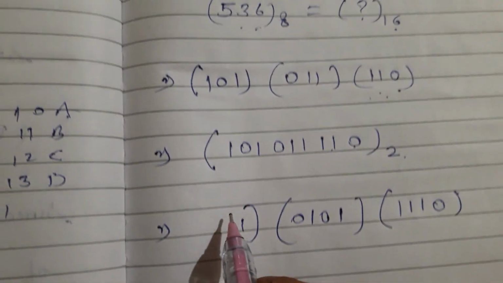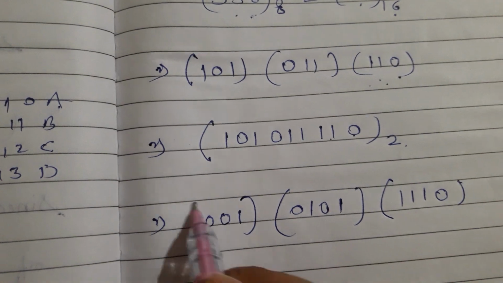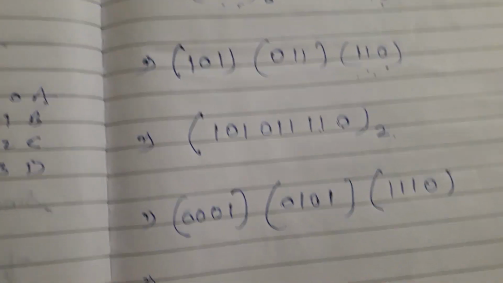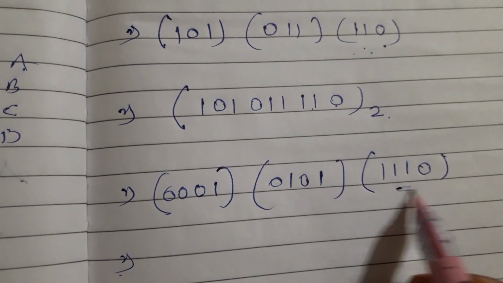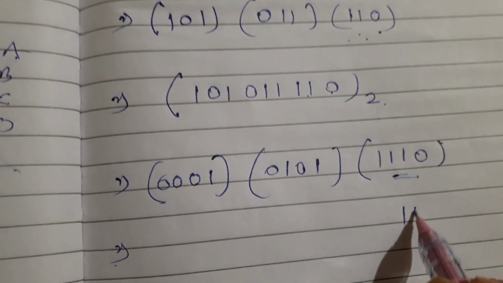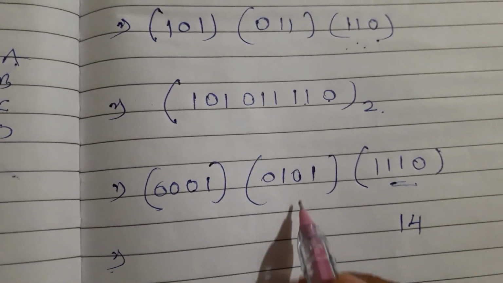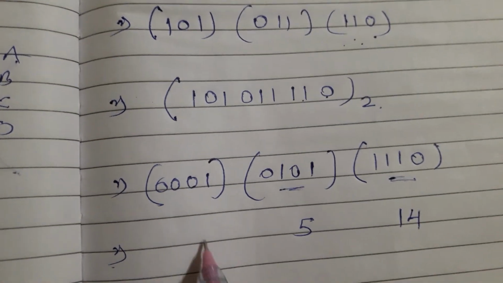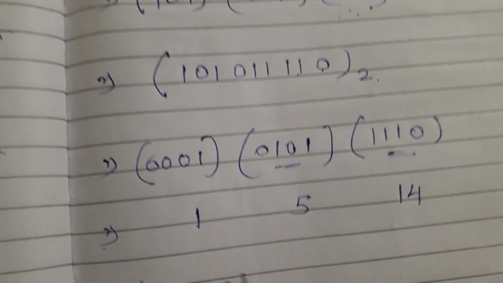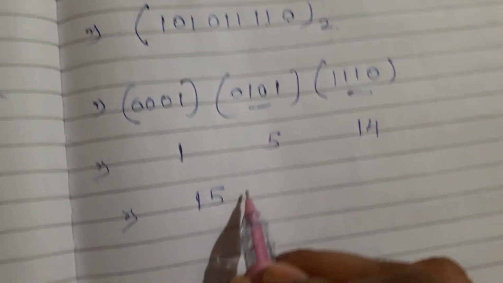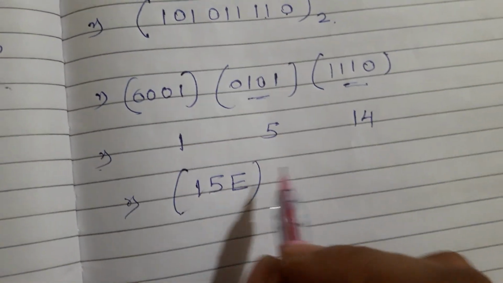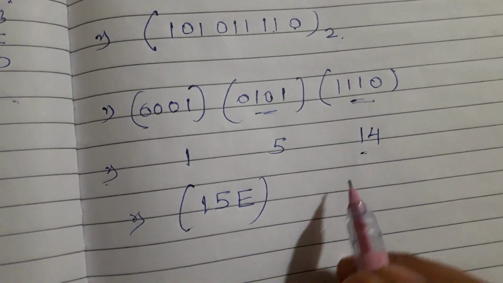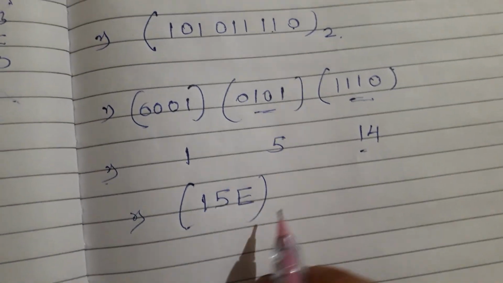Here there are no zeros, so I can write this to make this hexadecimal. I get from here 14, I get here 5, I get here 1. So I can write 15E, because in hexadecimal form 14 we can call as a capital E.